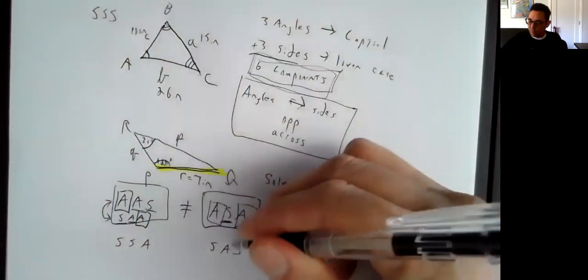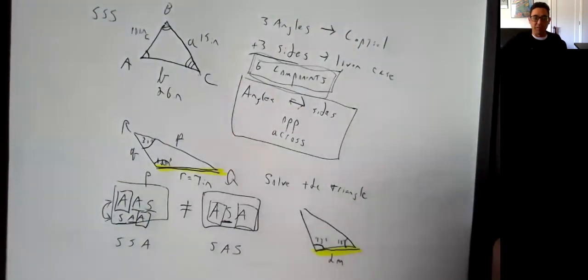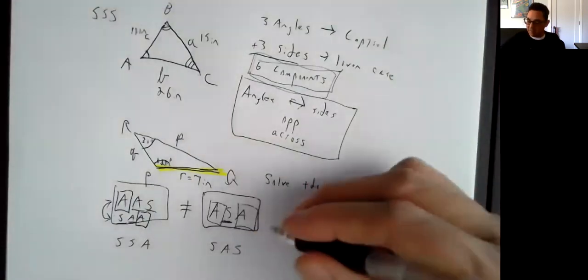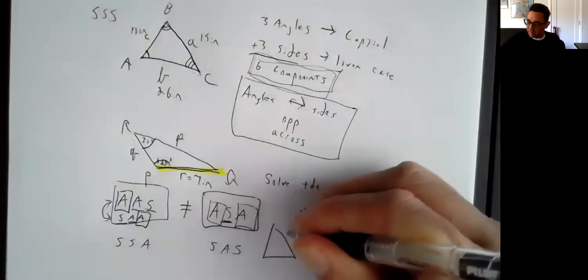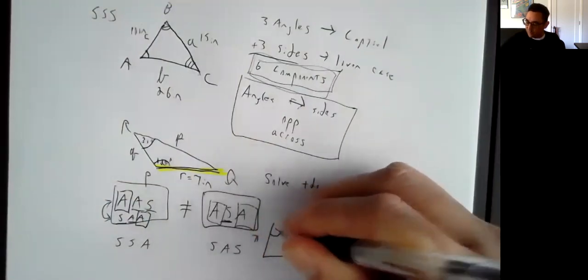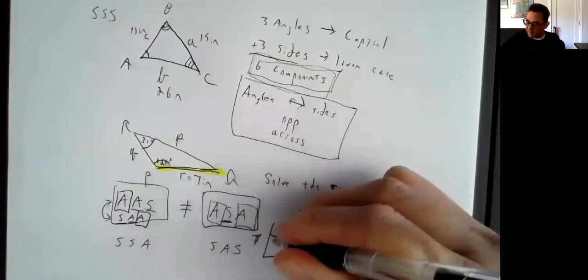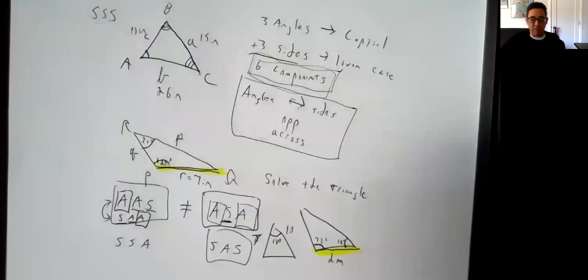So if two are the same and one is different, and that one is in the middle, that means the one in the middle is between them, right? So an angle of SAS would be maybe something like this, where this side is 10, this side is 7, and the angle is between them. All right, so maybe that's 18. Right, that's an angle of side, angle, side.